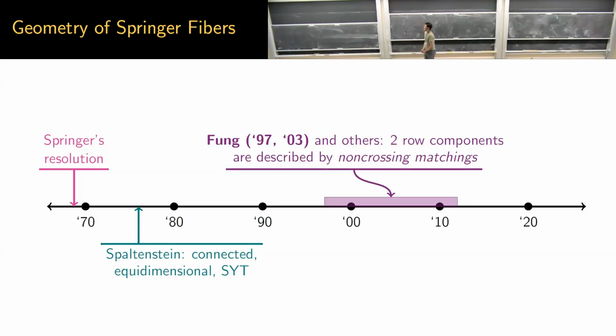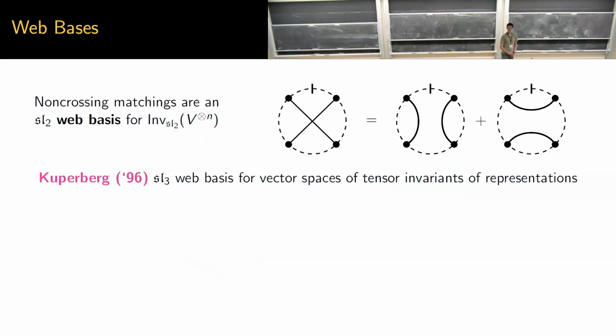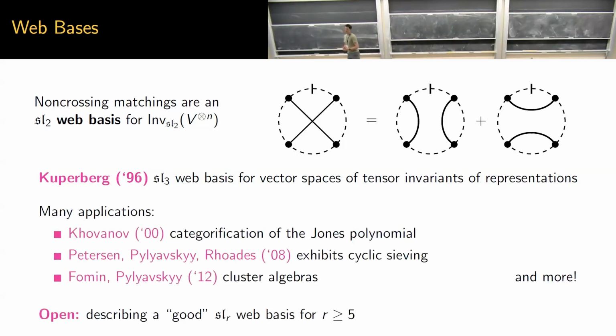Now, if you were here last week, you might know non-crossing matchings by another name, that name being SL2 web basis. And I don't have time to do this justice, but these give us a diagrammatic calculus for some complicated vector space associated to representation theory. Here's a Plücker relation. That should hopefully jog your memory from last week. This was generalized to SL3 by Kuperberg in 1996, and it's sort of open in general to do this for higher rank SL_r. There are lots of reasons you might care about webs outside of Springer fibers.